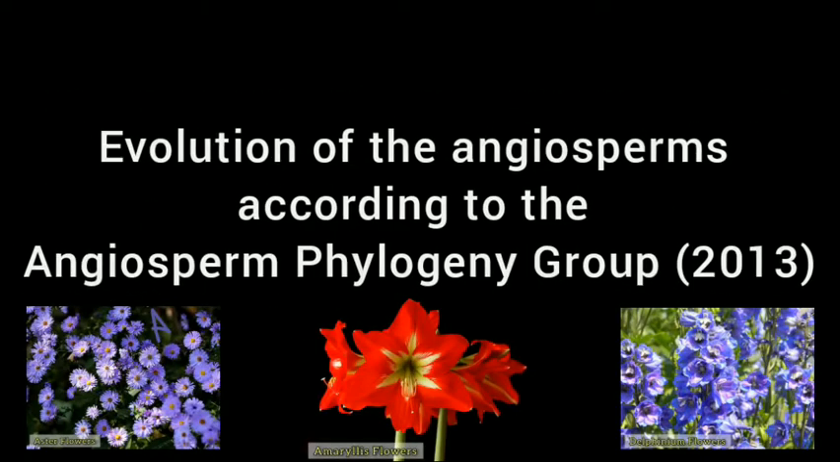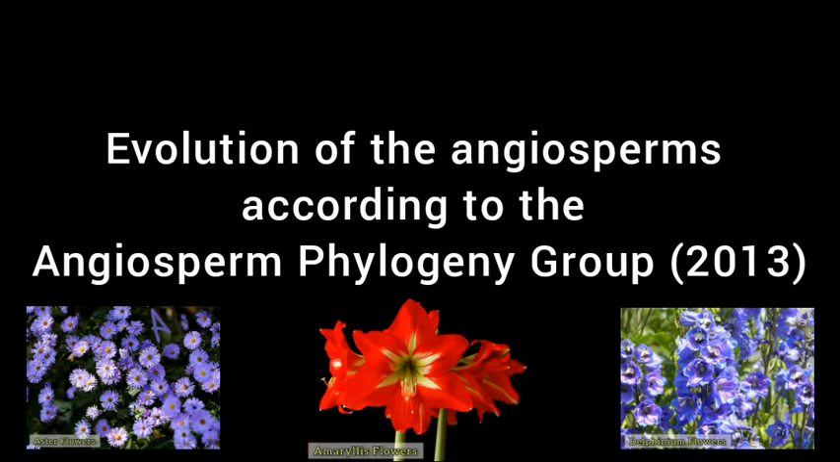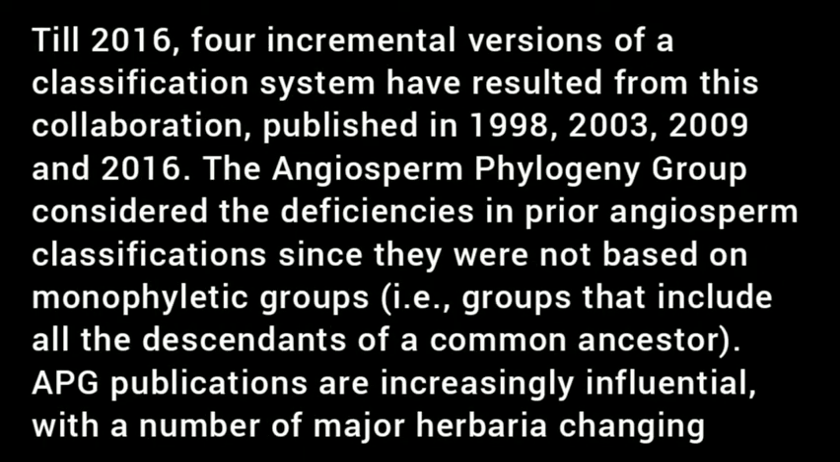Evolution of the angiosperms, according to the Angiosperm Phylogeny Group, 2013 till 2016. Four incremental versions of a classification system have resulted from this collaboration, published in 1998, 2003, 2009 and 2016. The Angiosperm Phylogeny Group considered the deficiencies in prior angiosperm classifications, since they were not based on monophyletic groups, that is, groups that include all the descendants of a common ancestor.